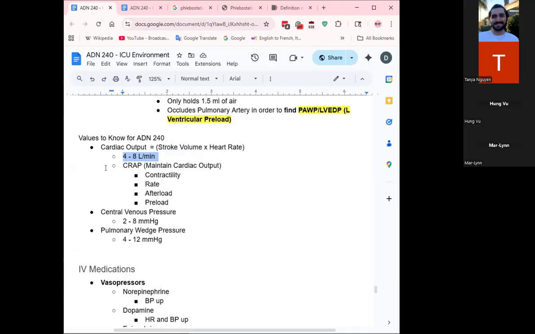An acronym that's good to know for cardiac output is CRAP. Your cardiac output is maintained by the contractility of your heart, hence why you have medications that improve your contractility like dobutamine and digoxin, based on your rate, which we can see because it's your heart rate, as well as your afterload, which is the pressure that your heart has to fight to make it through to your body, and the preload, which is the pressure that your heart has available to work with in order to make that happen. You're going to want to know your CVP and your pulmonary wedge pressure. So these values are the ones you want to memorize for your testing.